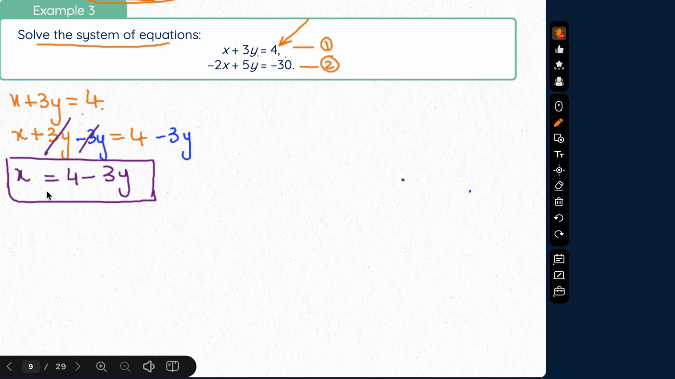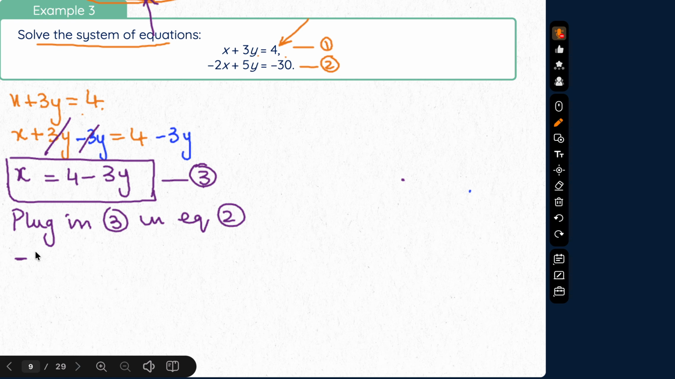Okay, so this is one equation, or I can call this the third equation: x is equal to 4 minus 3y. I'll use the third equation and plug it into the second equation, right? I can plug in, which is the substitution method, because we are learning the substitution method. We can plug equation number 3 into equation number 2. 4 minus 3y is x. So the second equation is negative 2x plus 5y is equal to negative 30.